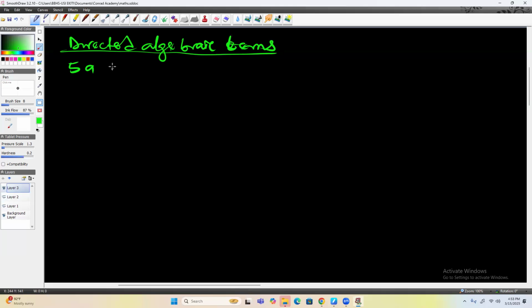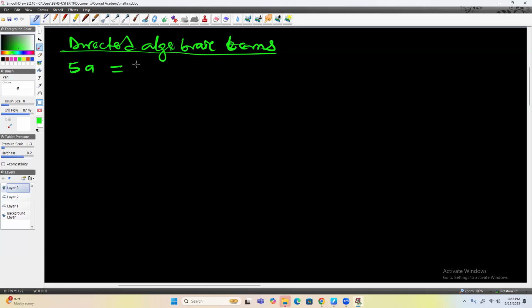Okay, so we'll be looking at algebraic expressions and particularly under the directed algebraic terms. All right, so typically we've been doing this just for numbers, but let's see how we can do this. Now, 5a is something you should note.